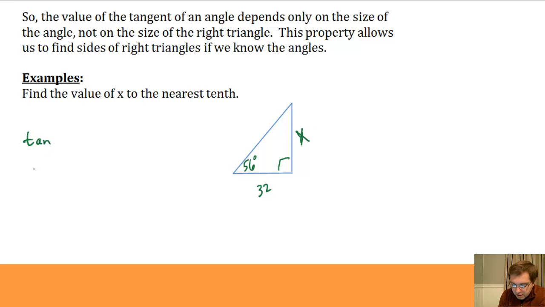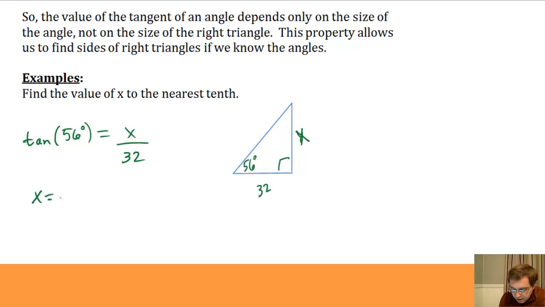Well, we've got an angle, the angle 56. How would we write the tangent of 56 degrees here? Well, what side is opposite 56? That's x. What side is adjacent to it? That's 32. Okay? So the tangent of 56 equals x over 32. How do I solve this for x? I would need to multiply both sides by 32.